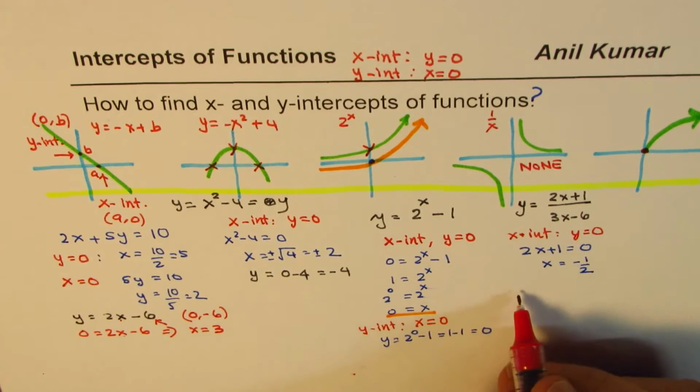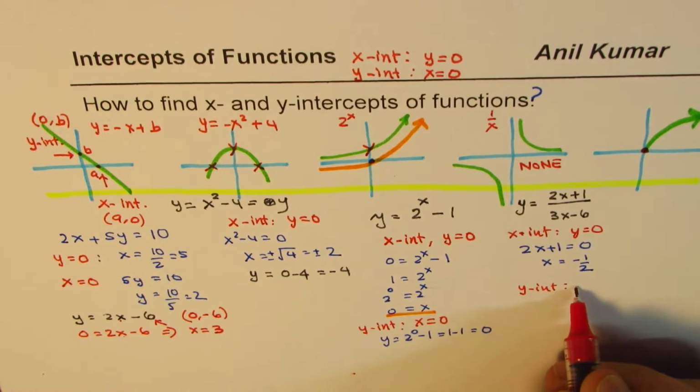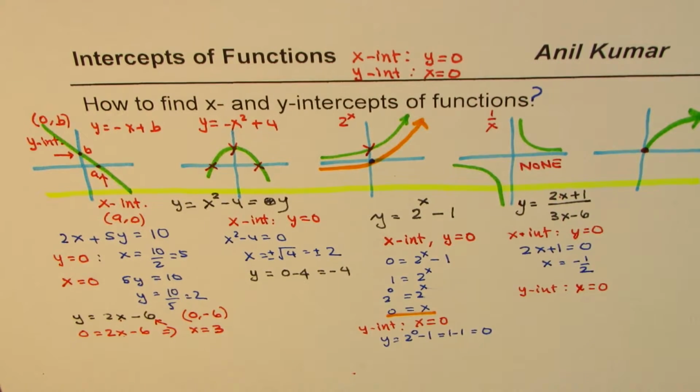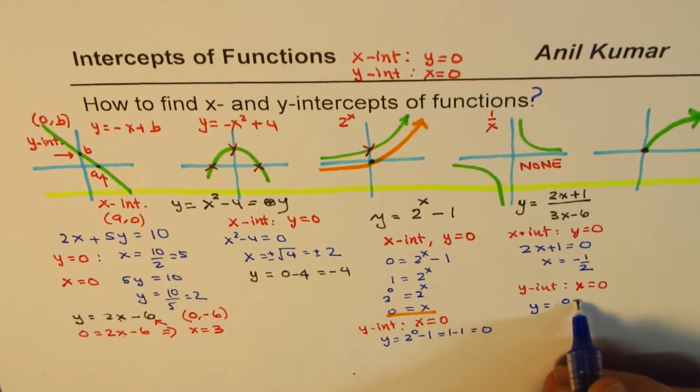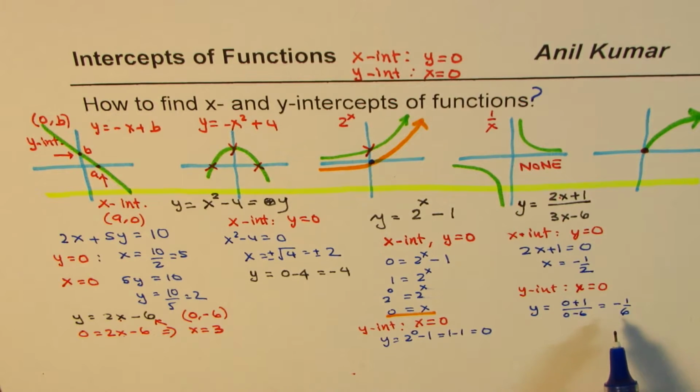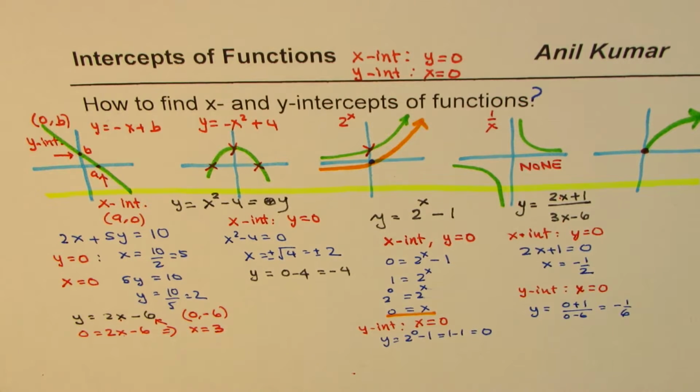How will you find the y-intercept? To find the y-intercept, we'll equate x equals 0. So if I write x as 0 here, I get y equals (0 plus 1) over (0 minus 6), or minus 1 over 6. So in that case, my y-intercept will be at minus 1 over 6. You see that? So that is how you could find x and y intercepts from the equations. What you need to do is equate x equals 0 to find the y-intercept, y equals 0 to find the x-intercept, right? So I hope that makes sense.